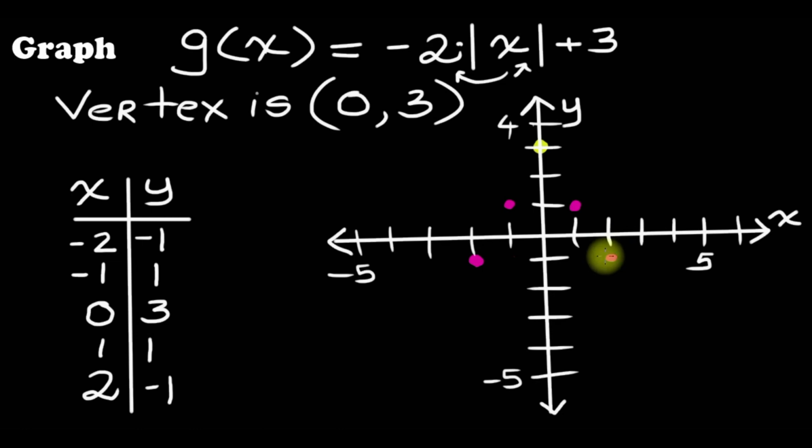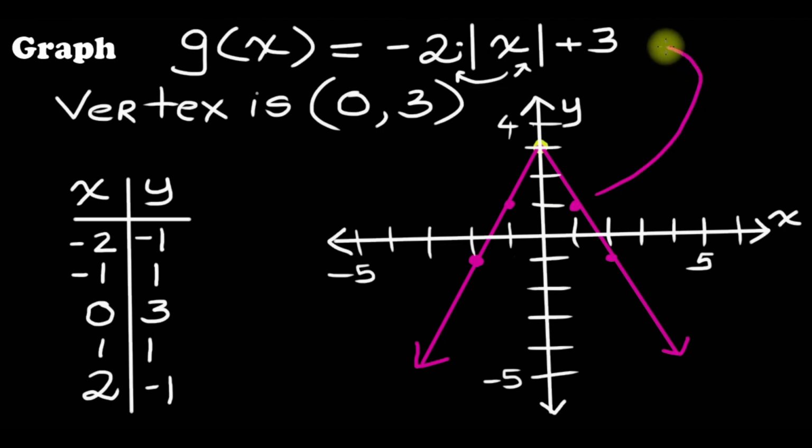With those points, we're going to make a V shape, because that's the graph of an absolute value. Now it doesn't look perfect because the intervals are not even. As you can see, some are bigger than the others, so this is the best we can do. That's the graph of this right here.